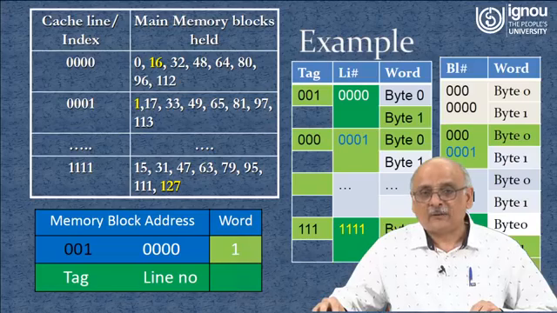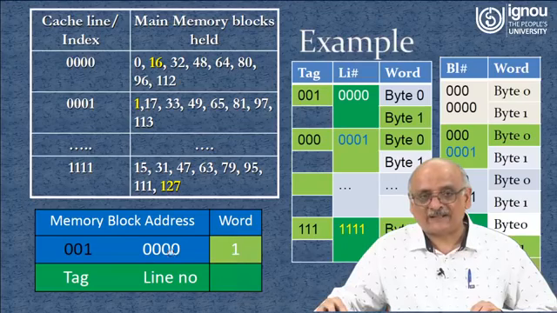Okay. So finally look at this. We are looking at memory block number 127 and the first byte of it. So the memory address is going to be 1111111 followed by all 0. That 0 is actually referring to byte 0, and of the 7 bits, these 4 bits are the line number, 1111, and the tag is 111, right?